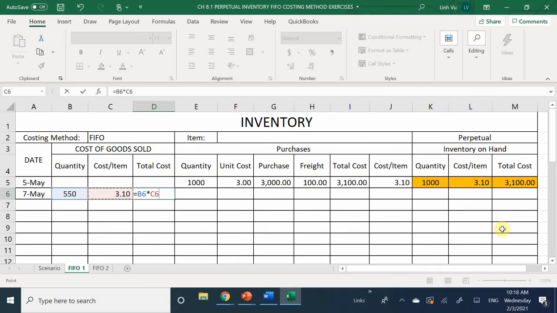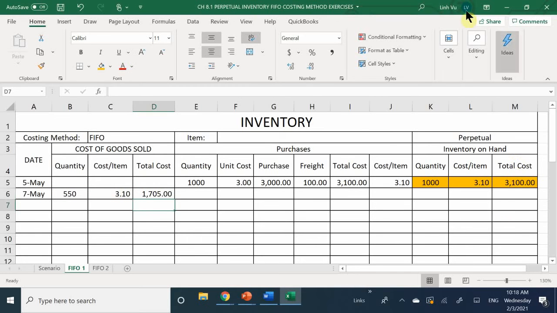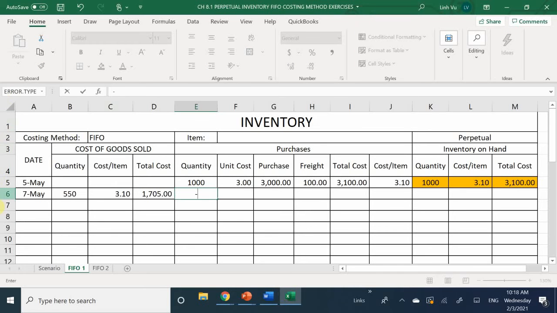So how much in total is my cost of goods sold? 1705. Okay? And this is where you can go ahead and place it in here. If it helps you, highlight this color so you know exactly what's going on. But in this case, I only have one batch. There's nothing I can really get confused about. So I'm going to go ahead and do that. I enter that in.